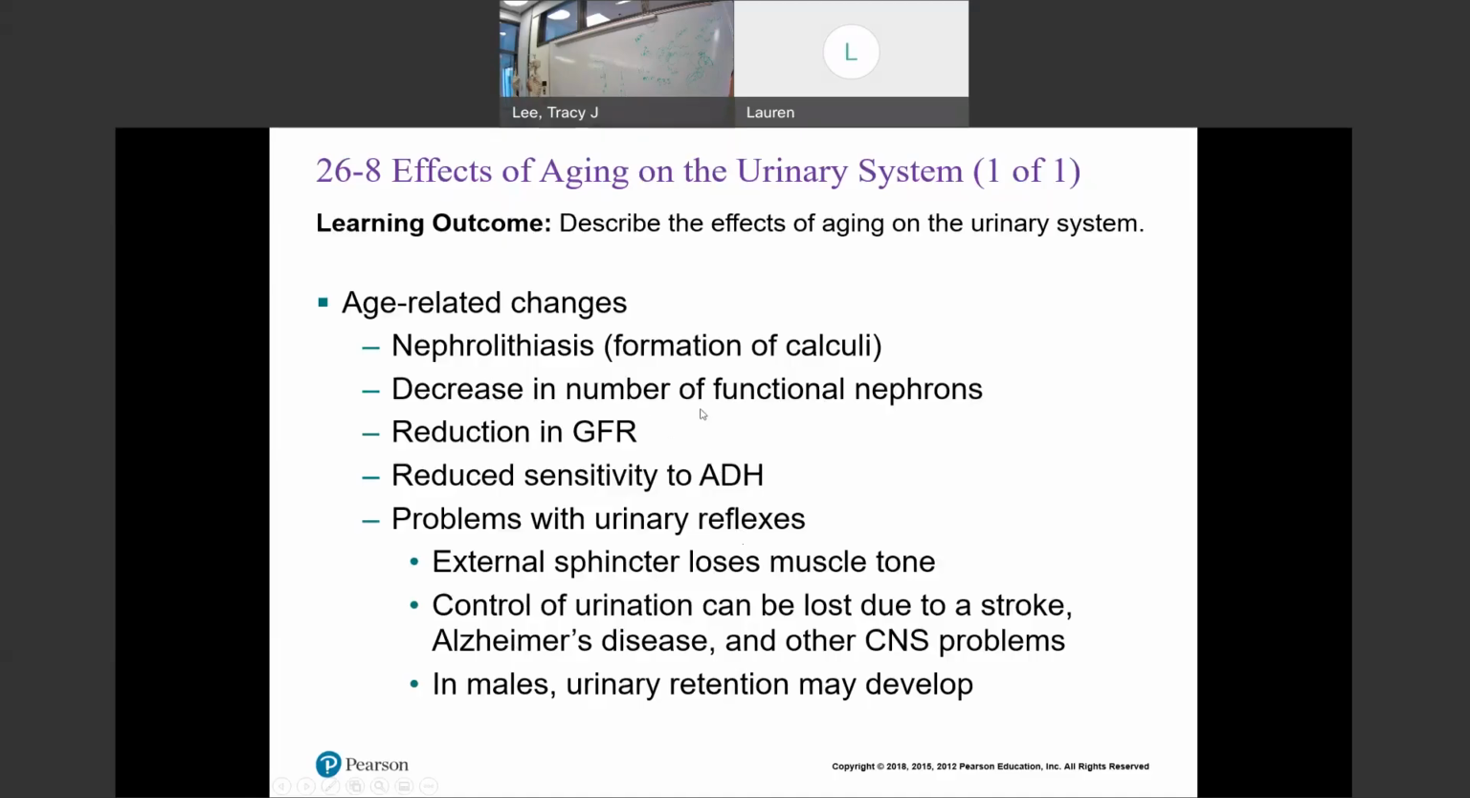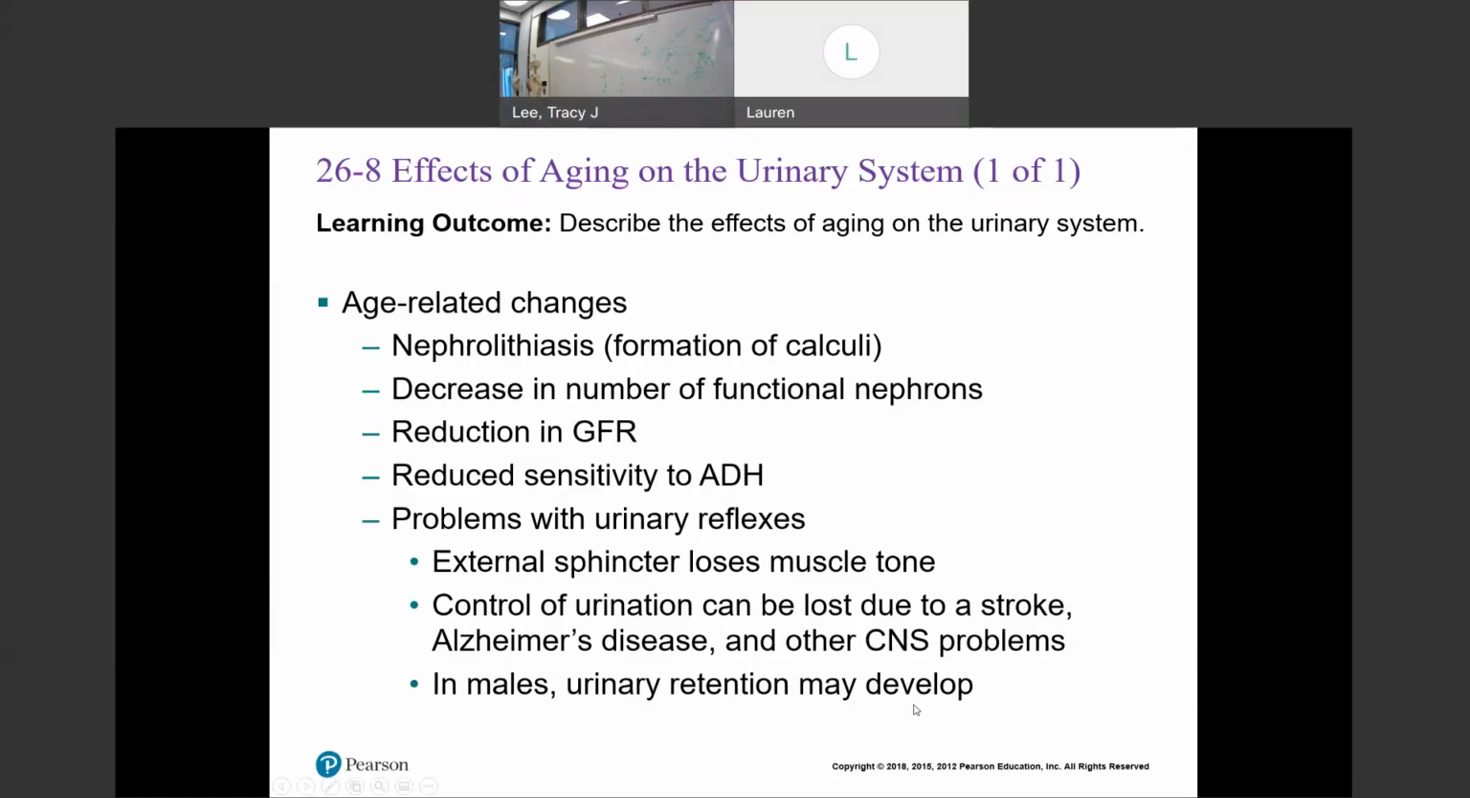I think I skipped this one, which I didn't mean to. Decrease in the number of functional nephrons. So some of your nephrons will be damaged and won't function. And then for urinary reflexes, your external sphincter is not as toned. And so it kind of starts out where people will cough or sneeze or laugh and they'll have little accidents from that. And it's just because that muscle is not as strong as it used to be. So pretty common. You also see some of these other health things that can cause issues with that.